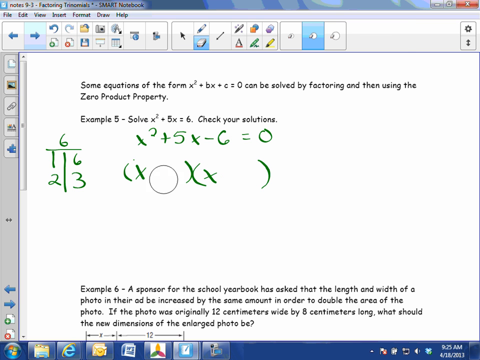All right, how are we going to fix this? What are we going to do? Plus 6 minus 1. Will that work? Yes. So always double check yourself. Always multiply it back in your head. Make sure that you get the right thing.